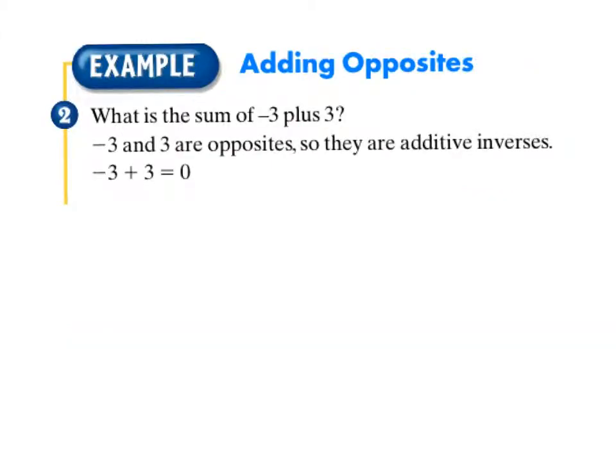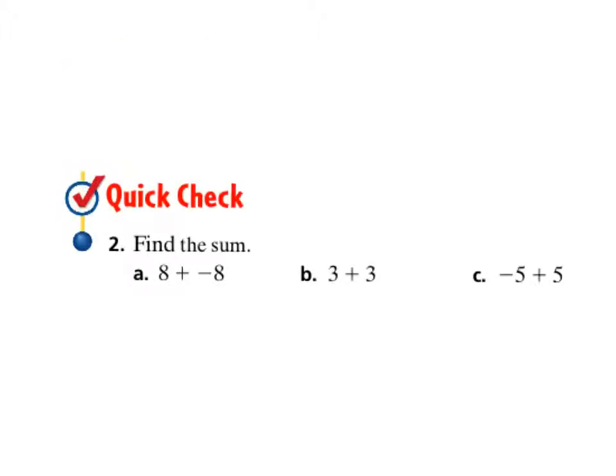So let's look at an example of adding opposites. So what is the sum of -3 plus 3? So -3 and 3 are opposites, so they are additive inverses. So -3 plus 3 is 0, because when they're opposites, they equal 0. Pause the video and do the quick check in your notebook. Find the sum.